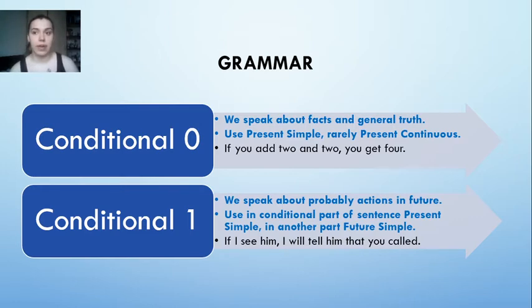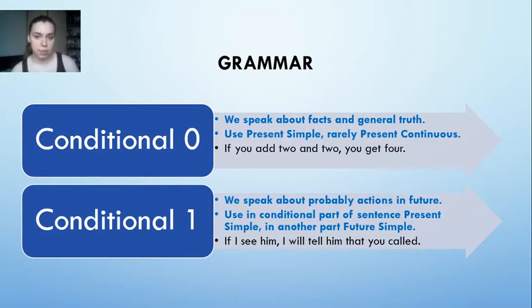One more example. If I get up early, I will see a sunrise. Remember, in the zero conditional we use present simple in both parts of the sentence, and very rarely present continuous. In the first conditional we use present simple in the first part after the conditional verb, the part that is the condition of something. And in the part that describes consequences, we use future simple.